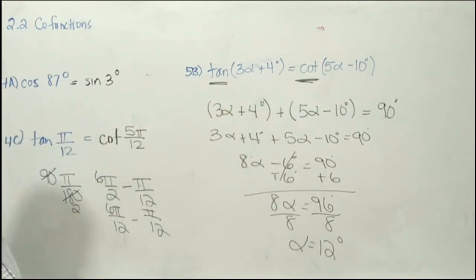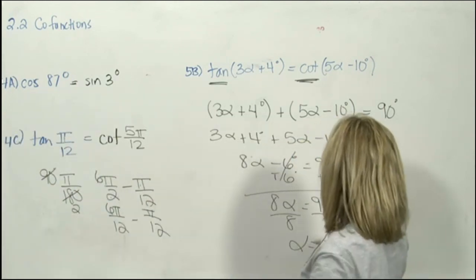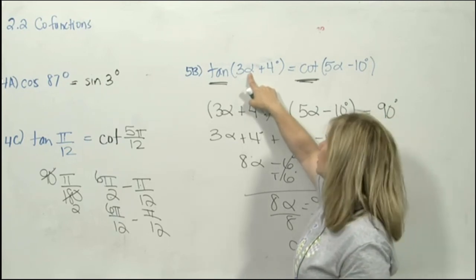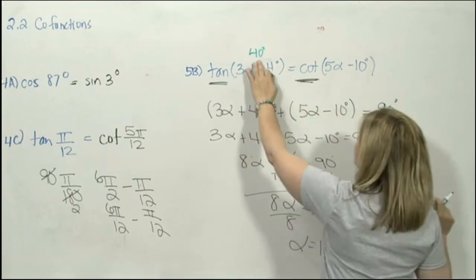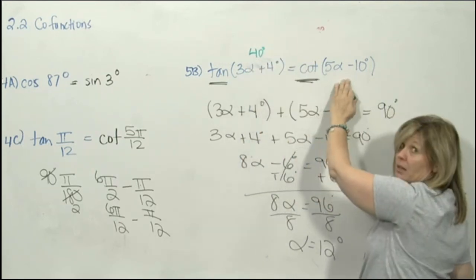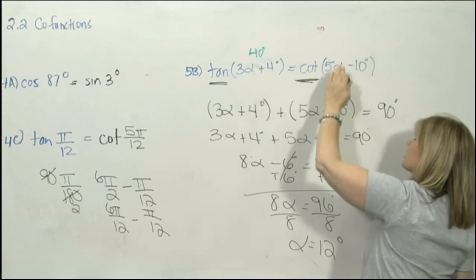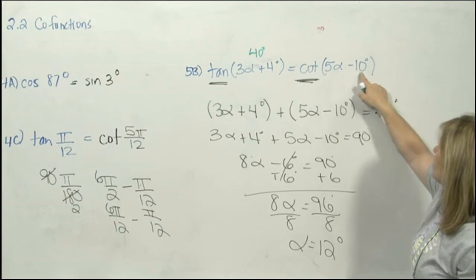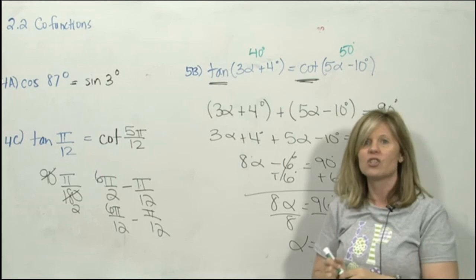I'll prove to you we're right. Let's go substitute. If we put 12 degrees in here, 3 times 12 is 36. 36 plus 4, this is the tangent of 40 degrees. If that's 40 degrees, this better come out to be 50 degrees. If they're cofunctions, their angles add to 90. 5 times 12 is 60. 60 minus 10 is 50. So it did balance, it did check.